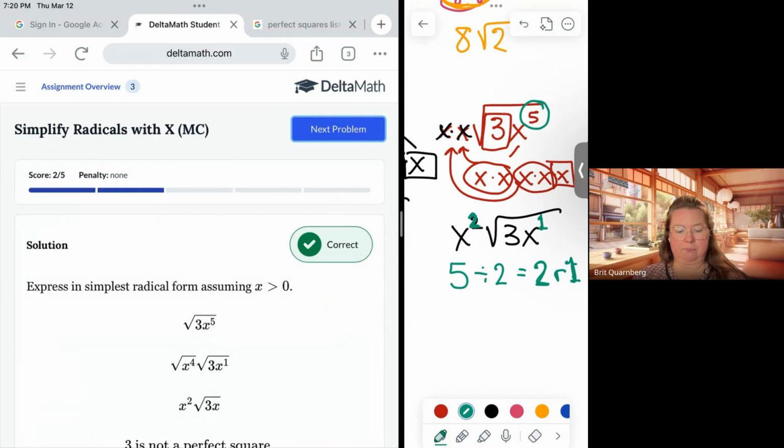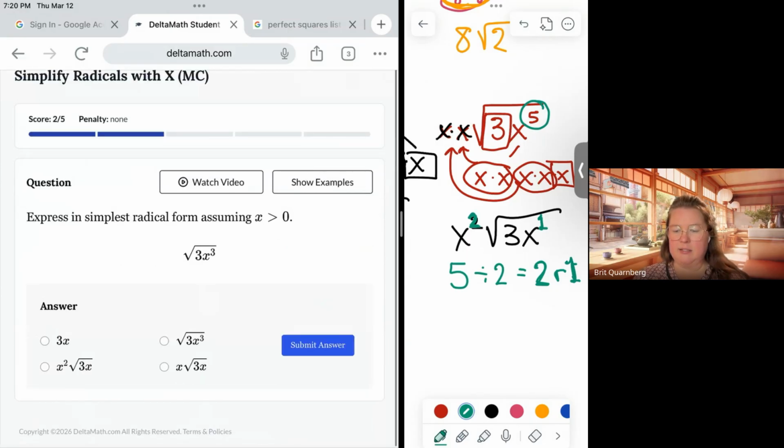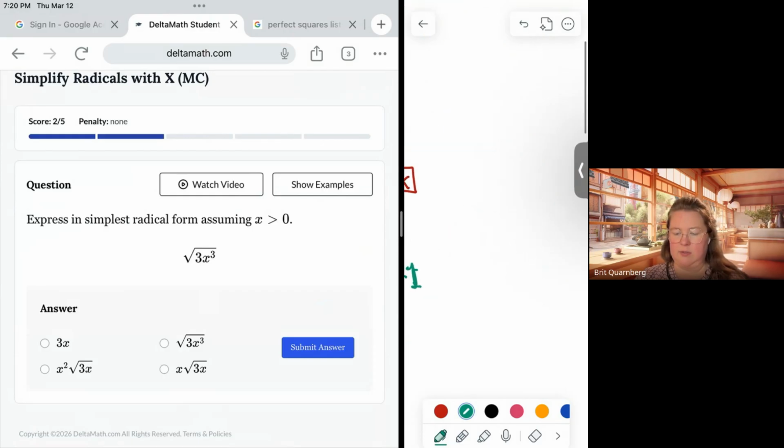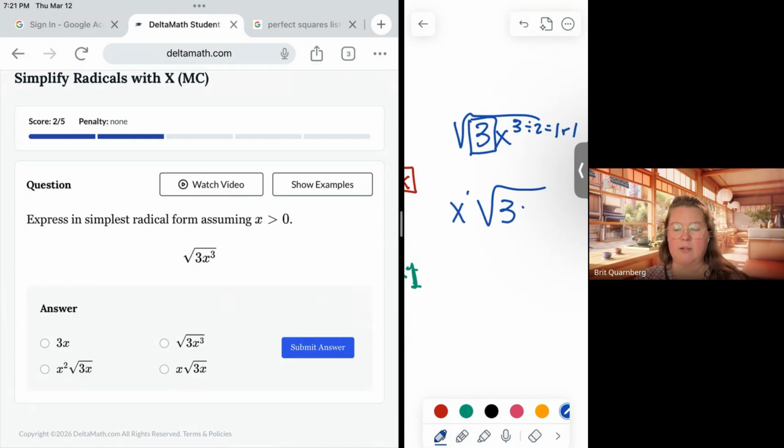Do one more. So we have the square root of 3x to the 3rd. The 3 doesn't have any buddies, so it's going to stay on the inside for sure. And then x to the 3rd, we can do the dividing. Divide it by 2 is 1, remainder 1. So 1x comes out and 1 stays inside. You don't need the ones there, so it's just the one without those exponents. And there you go.